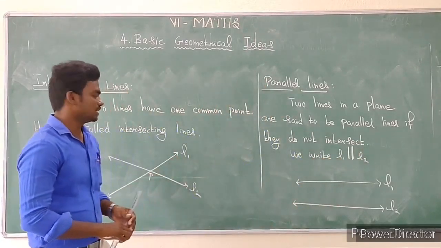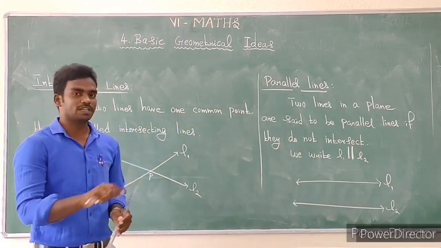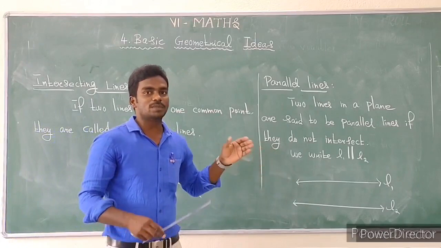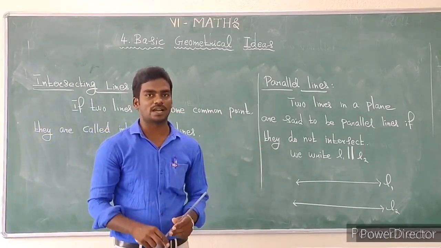What are intersecting lines? Two lines meeting at any one common point are called intersecting lines. If two lines do not meet at any one point, they are called parallel lines.